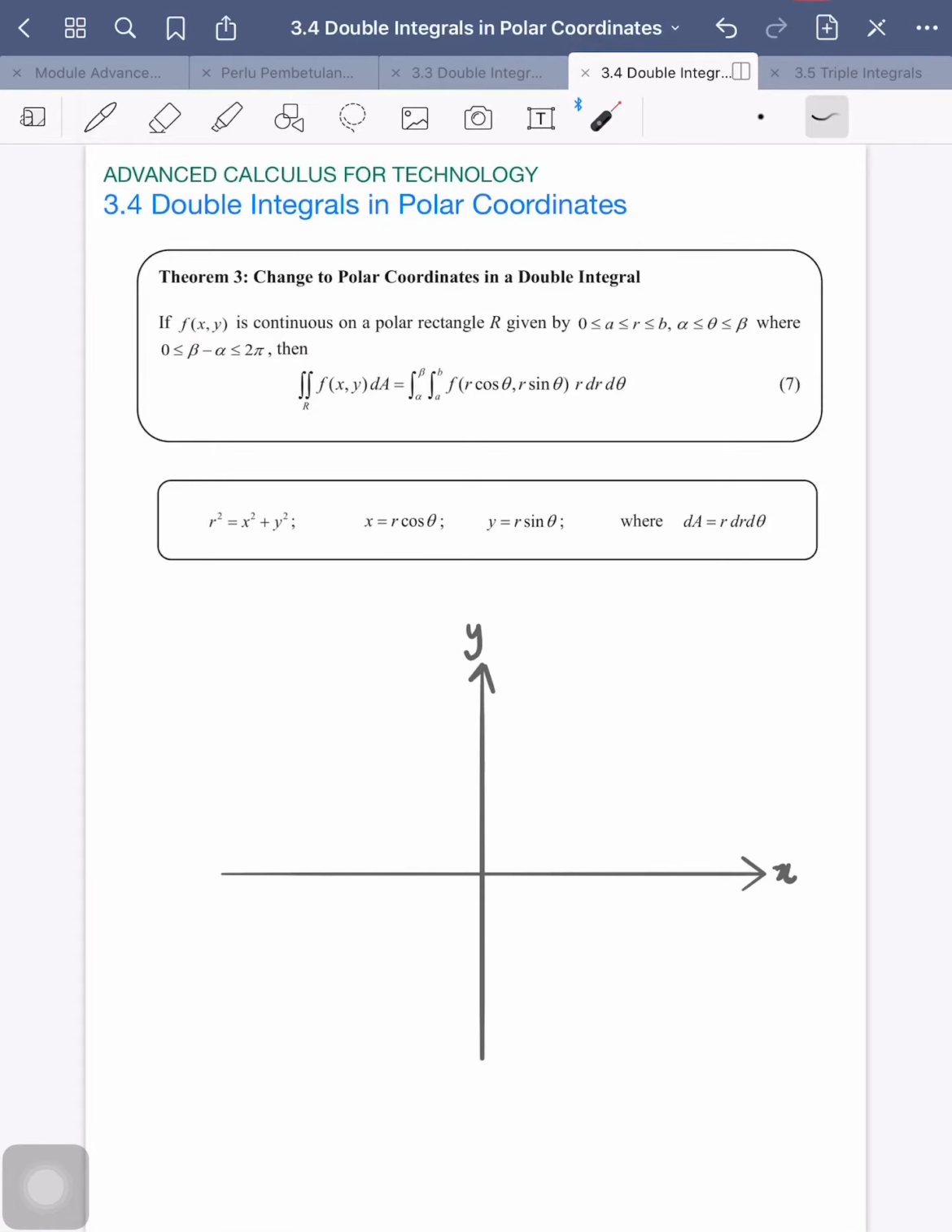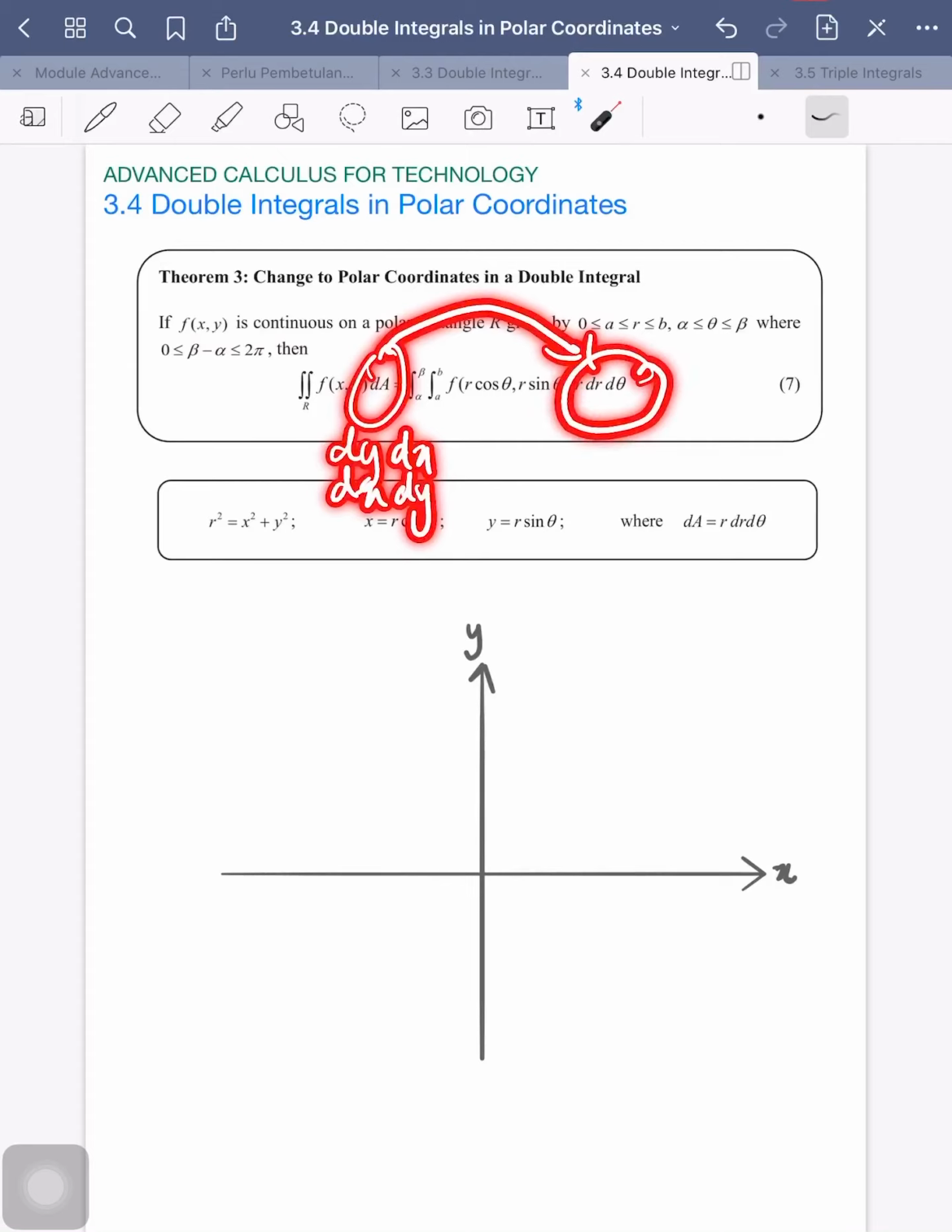Hi, in this video, I'm going to discuss subtopic 3.4, double integrals in polar coordinates. Polar coordinates are used to represent your graph other than rectangular coordinates. In rectangular coordinates, like in the previous subtopic, your dA is dy dx or dx dy. Now in this subtopic, your dA is r dr d theta, in terms of r and theta. What is r, what is theta?